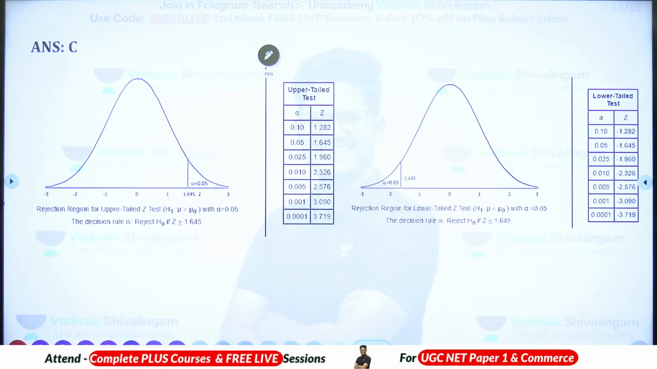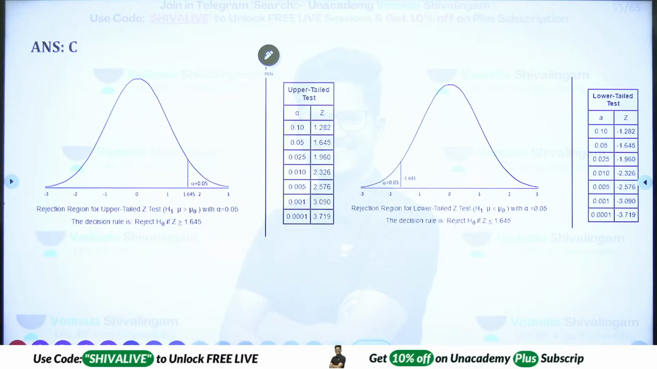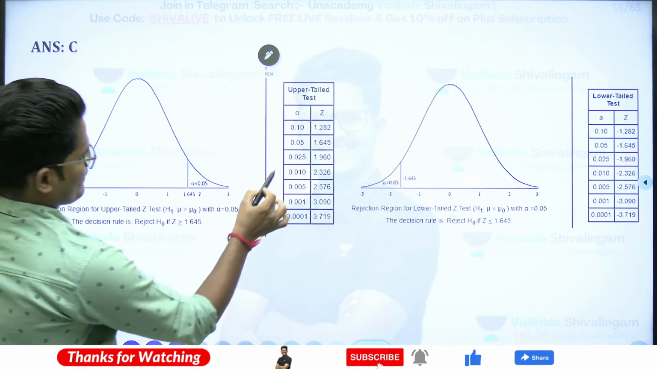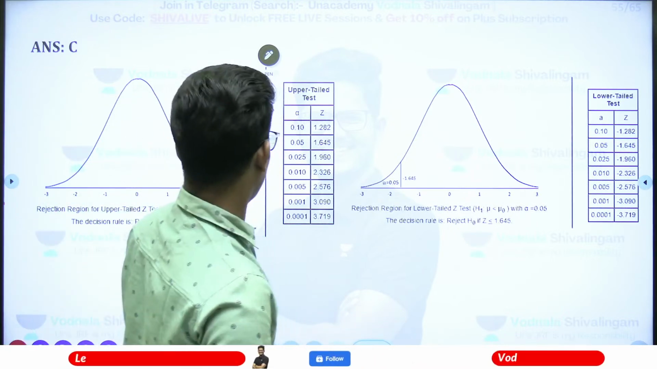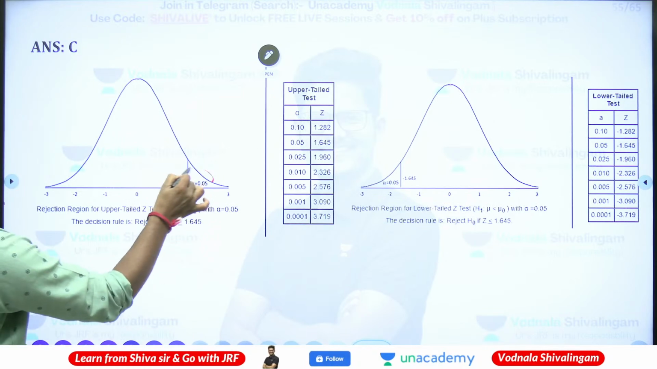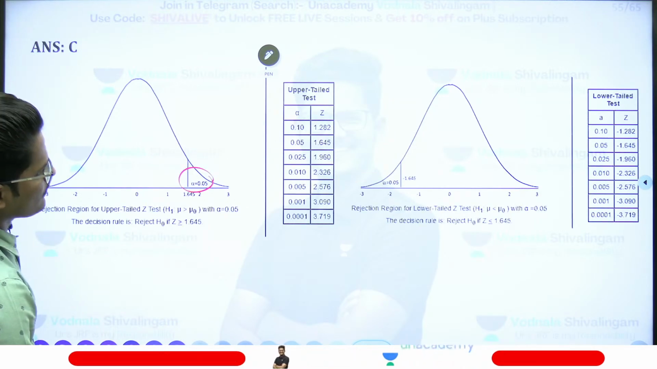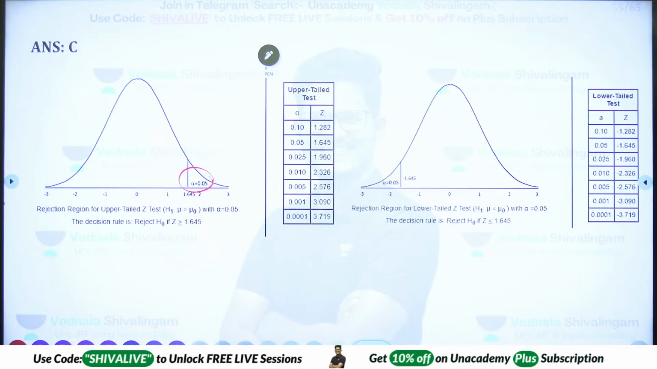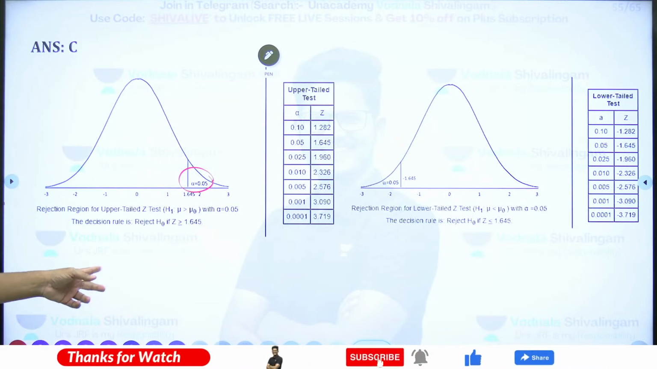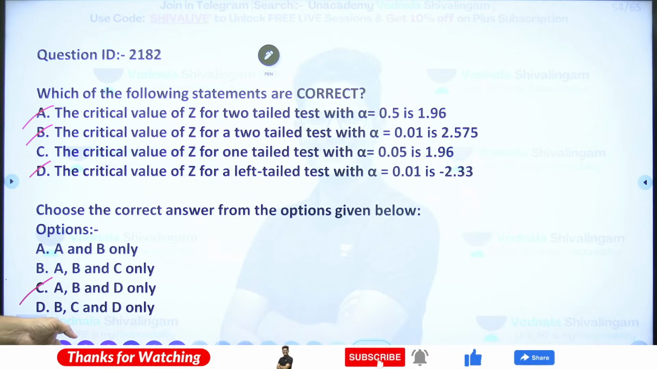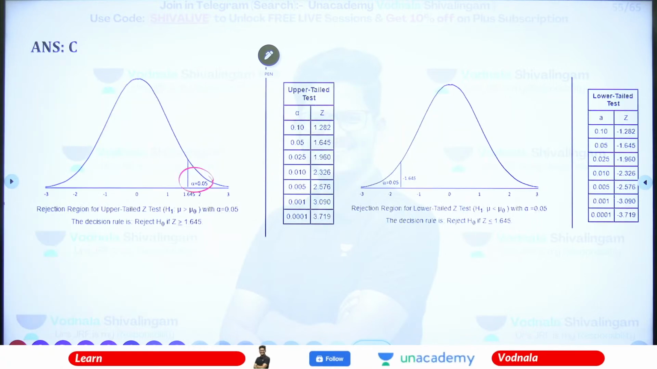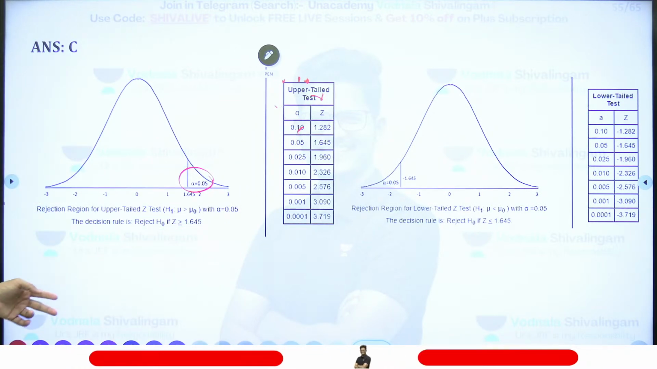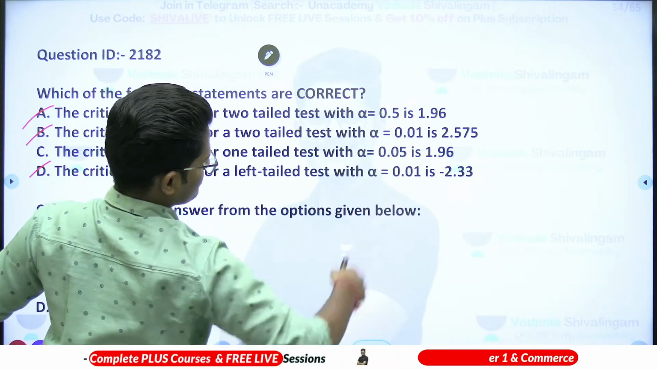You can just see the upper tail test and lower tail test. The given one is 0.5, 1.96. Where is it? 0.5, 1.96 has to be there, no? This is alpha equal to 0.05, and that should be 1.96. Why is it given like this? I think there is a change in the box. I'll update it. But usually whenever 0.05 comes, 1.96 will come. Whenever 0.01 comes, 2.575 will come.